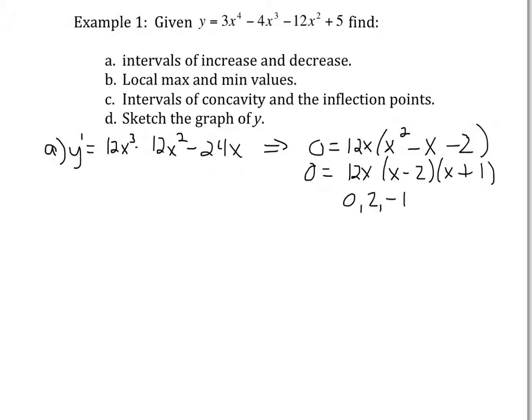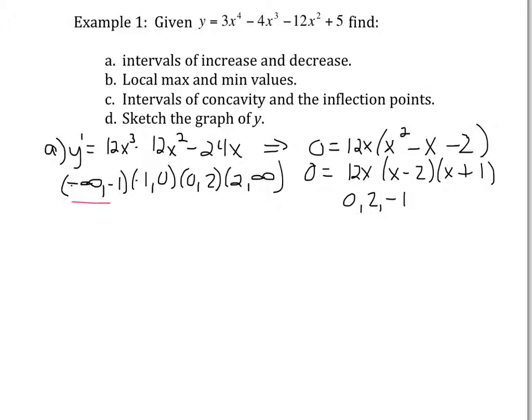So therefore, my intervals that I need to test are going to be from negative infinity up to negative 1, from negative 1 to 0, from 0 to 2, and from 2 to infinity. And however many critical numbers you have, you will always have one more interval to test than that number. So we had 3 critical numbers. Here we're going to have 4 intervals. Okay, so now you can just plug in a value. So pick a value within the first interval here, maybe negative 10.